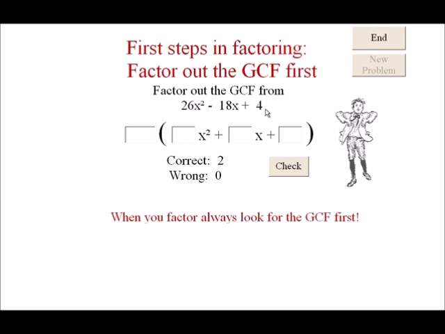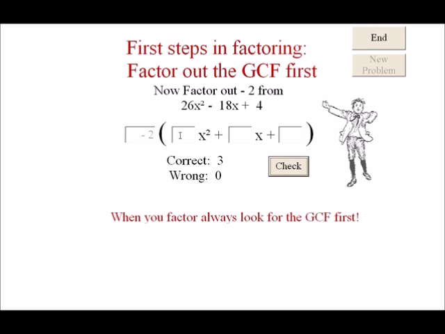26, 18, and 4. Looks like that 18 is just a bunch of 3s and a 2. So it looks like it's 2 again. I wish it had been something different. So this would be 13. This would be negative 9. And this would be 2. And we check, and we got that one.